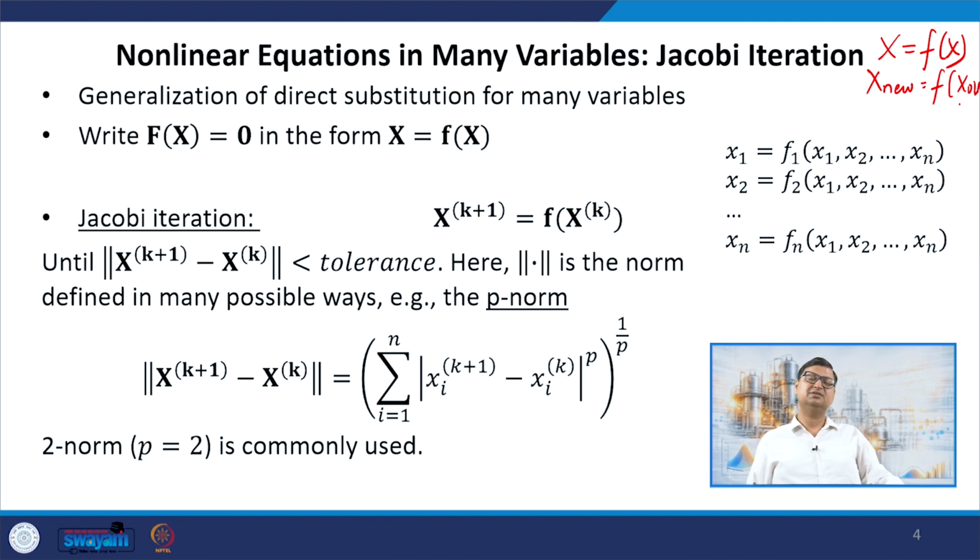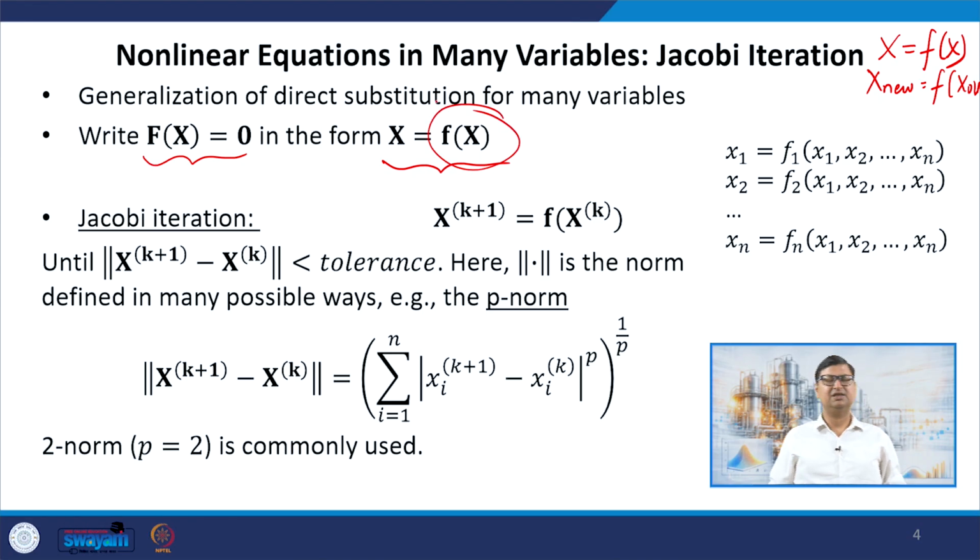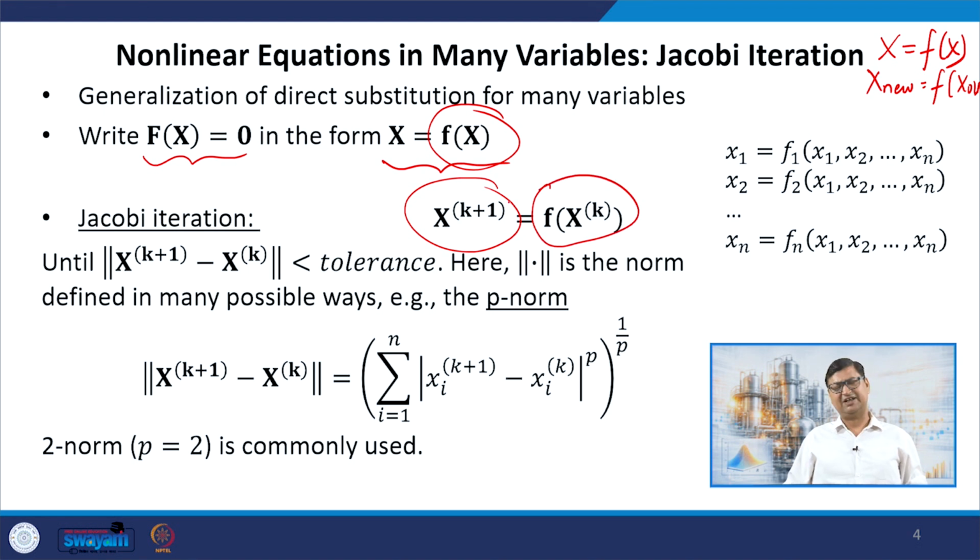So, I want to extend this kind of an idea to multiple variables, right. The very first thing we will do is write whatever equation we have in the form x equal to f of x, where x is the same unknown vector, but now this function vector is appropriately modified, right. And then we perform the same kind of iteration that we did. So, the value of this vector in the k plus 1th iteration is the value of the function vector for the previous iteration value of x, and we keep on doing it until the error becomes less than tolerance.